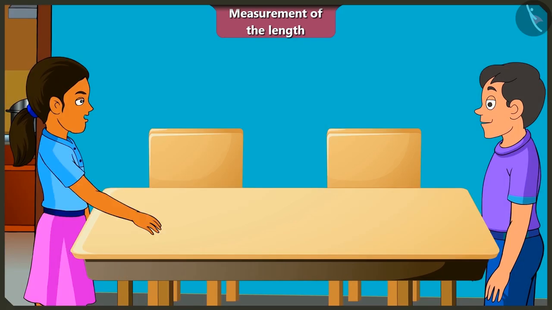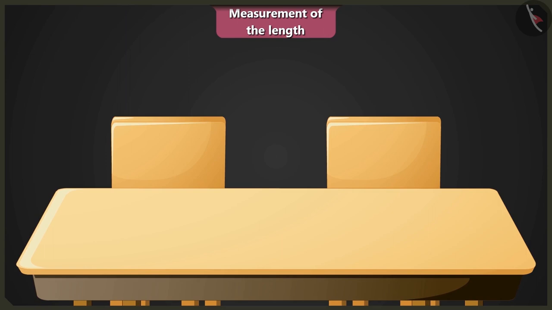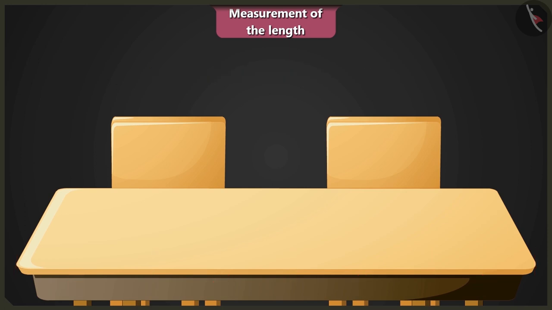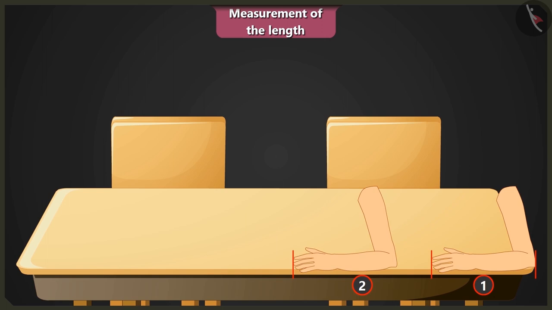Now measure this using your arm length as a unit. Then the length of this table is 1, 2, 3, and 4. The length is 4 cubit length of my arm. No, Gurtu. While measuring the length of the table, you have left some space between the two arm lengths. In this way, you can never get the measurement correct.